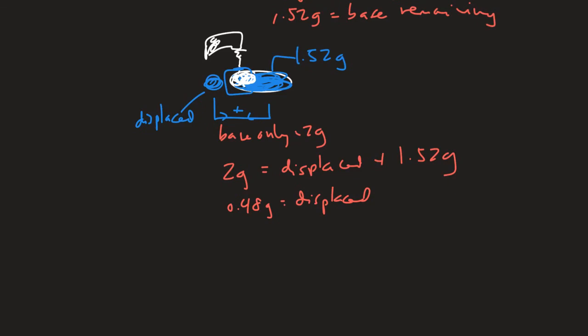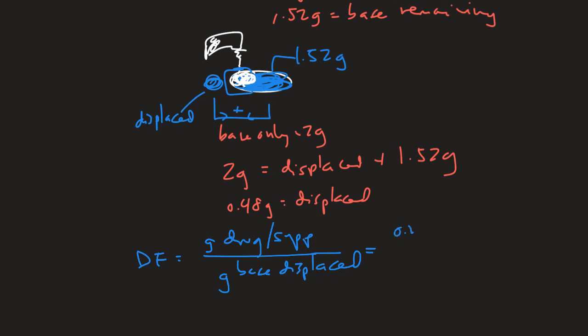So now we can figure out the density factor, because it's given as grams of drug per suppository divided by grams base displaced. We know grams of drug per suppository is 0.280 grams of APAP, acetaminophen, divided by grams of base displaced, which is 0.48 grams. So density factor is 0.28 divided by 0.48. That gives you 0.58. Density factor is 0.58.